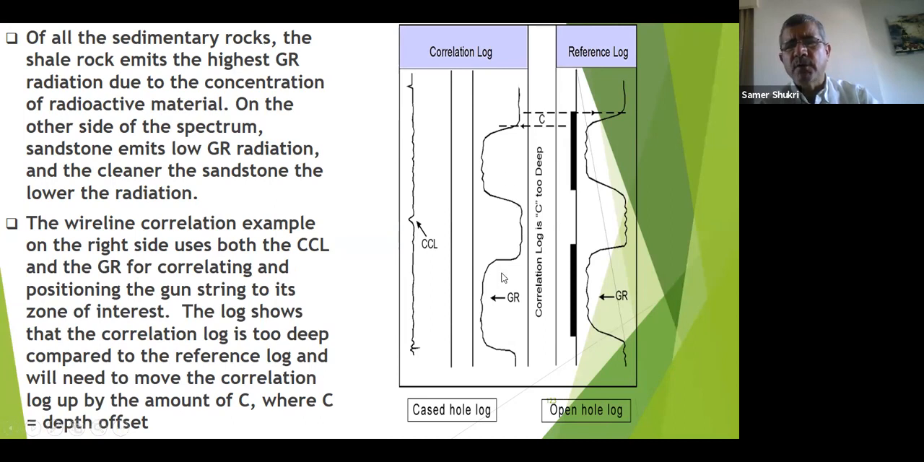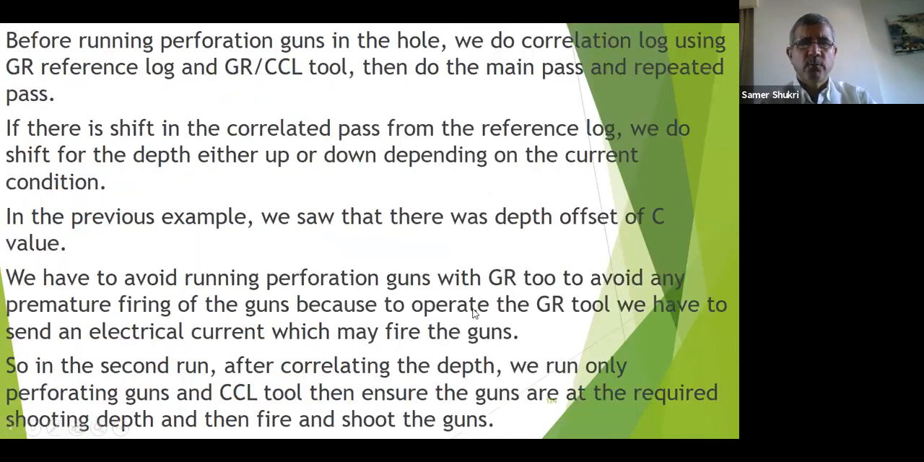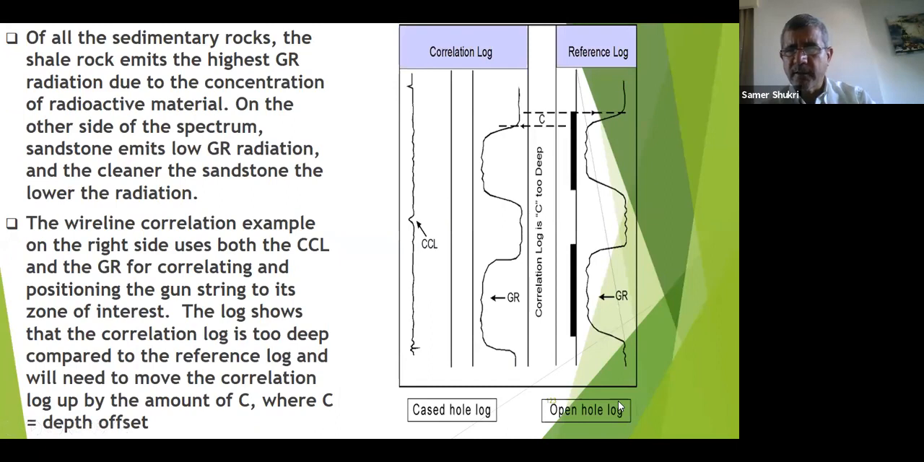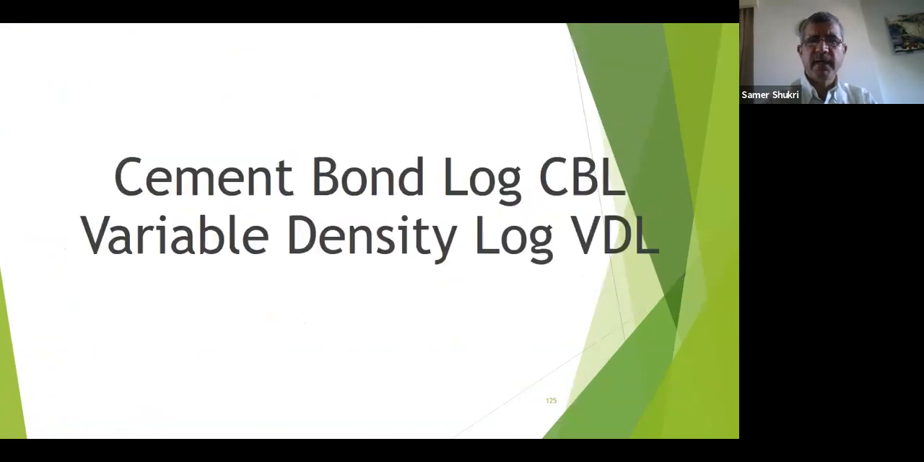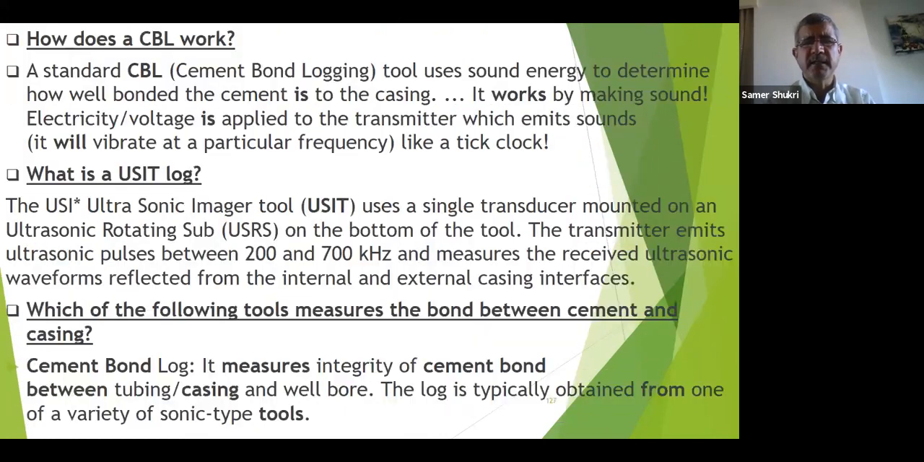We do shifting up or down. This is the open hole log, the reference log, and this is the cased hole log. The gamma ray is not changing. You see, if it is down here, we can shift the correlation log here, say 2 feet or 1 foot, from here to here. So it should be like this. There is no difference between them. Cement bond log, CBL and VDL, also for the cement behind the casing.